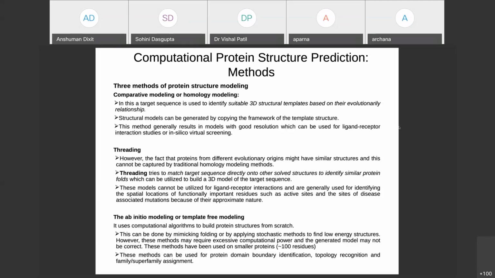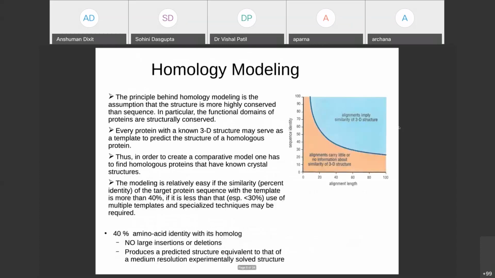And these methods, because they cannot give you an accurate atomic level model, can be used to identify what kind of topology a particular protein has, or a family or superfamily assignment. So if you are looking for a drug design or discovery kind of project, you have to look for comparative modeling or homology modeling, because it can give you that kind of structure. The other methods may not be able to give you the best kind of structure required for drug design and discovery studies. So we will go for homology modeling.